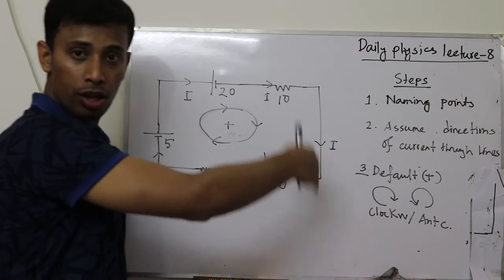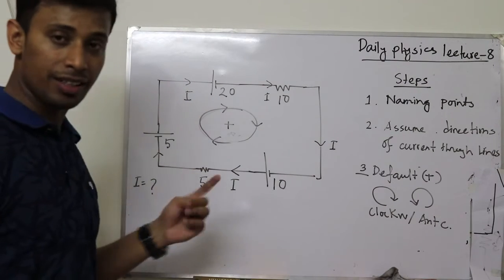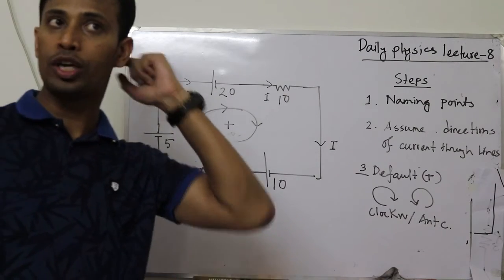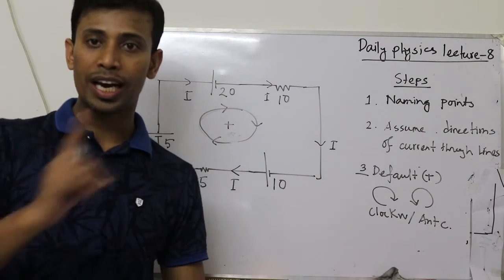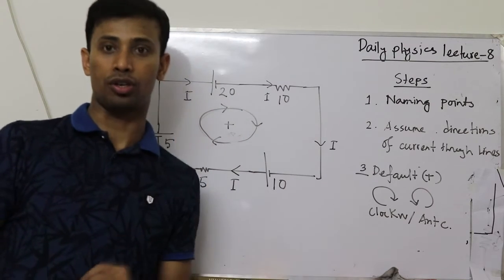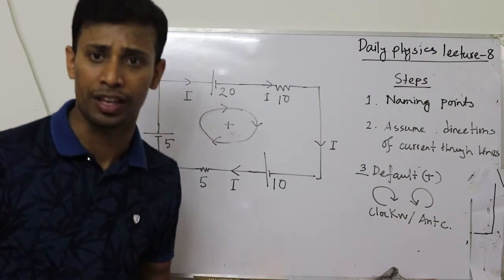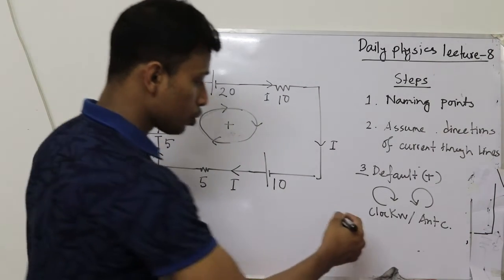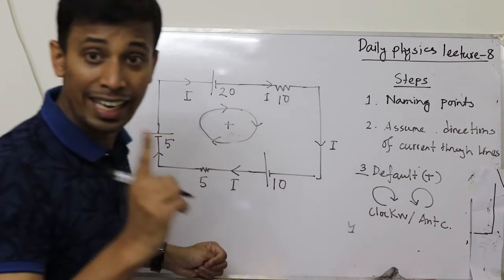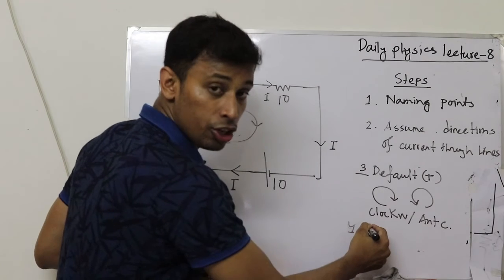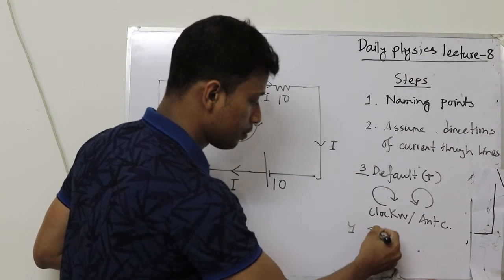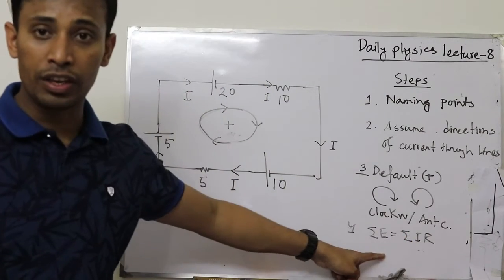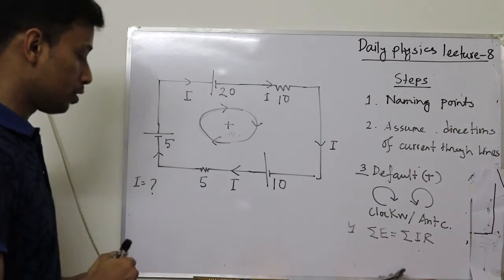Now all these steps are done, but we don't have the current yet, right? For a single loop circuit we do not have any junctions, so we can't use Kirchhoff's first law because it's a junction law. But we have a loop, so we can use Kirchhoff's second law. So step 4 for a single loop circuit: Kirchhoff's second law. Summation of E is equal to summation of I R. Let's use it.